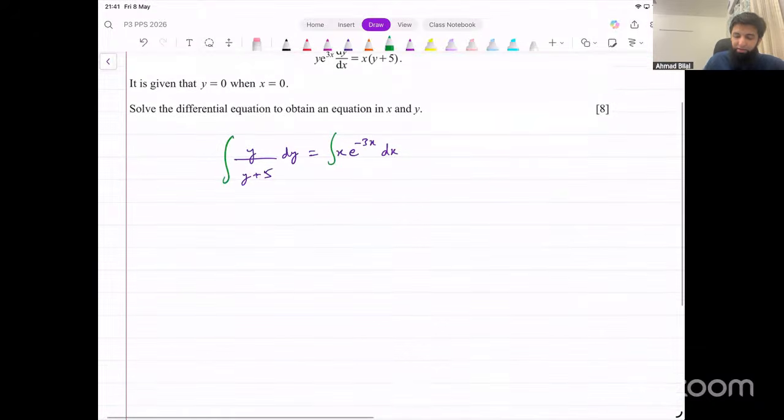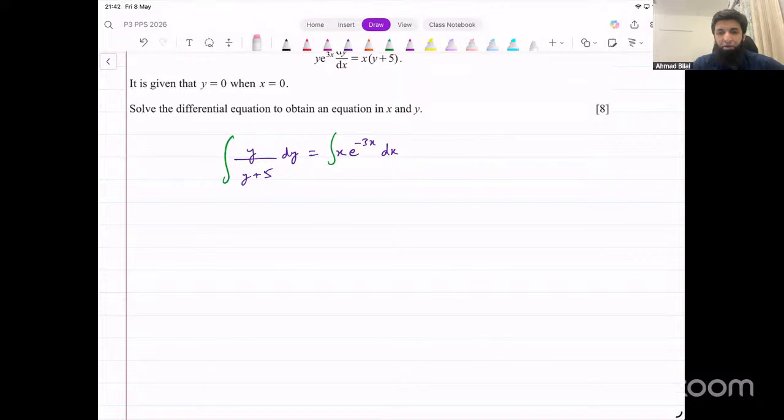How do we integrate the left-hand side? How do we integrate this thing? y over y plus 5? Ln rule does not work. It's not tan inverse form. Partial fraction does not work. Splitting the numerator, there's only one term in the numerator. What do we do? How do we integrate this fraction?